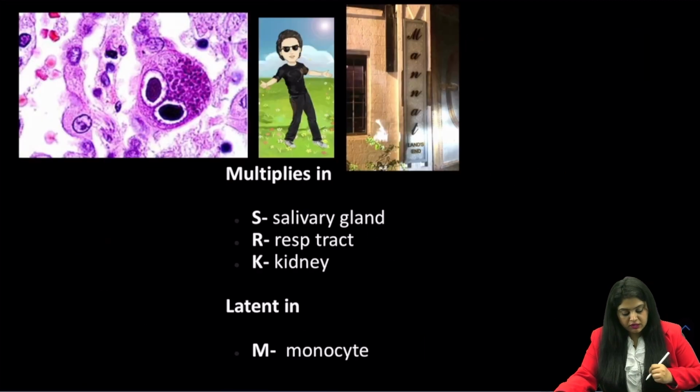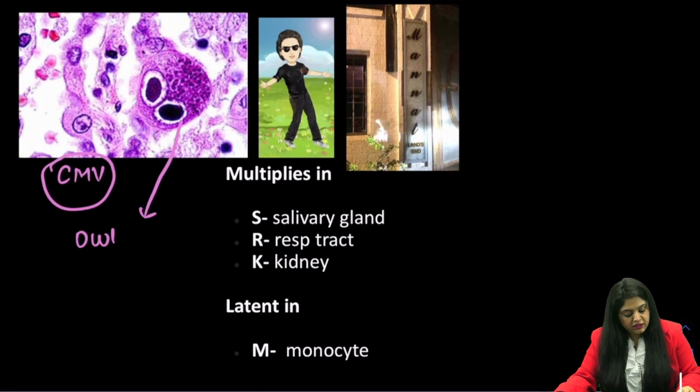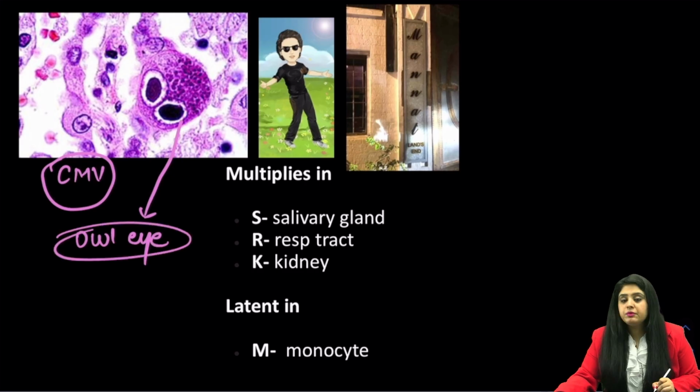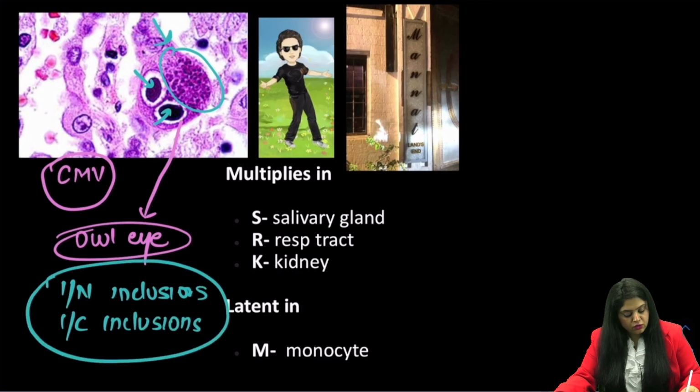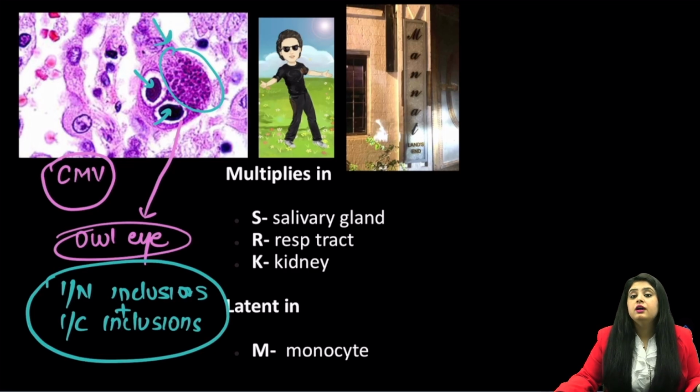So now let's move to human herpes virus 5. What is that? That is the cytomegalovirus, and there is no need for me to tell you that it definitely shows you the owl-eye appearance. What is owl-eye appearance? Firstly, you see these blue color eyes, meaning you are seeing intranuclear inclusions. Okay, but other than that, does it also show you a bunch of inclusions in the cytoplasm? Yes, it also shows you intracytoplasmic inclusions. So both intranuclear and intracytoplasmic inclusions are noted.